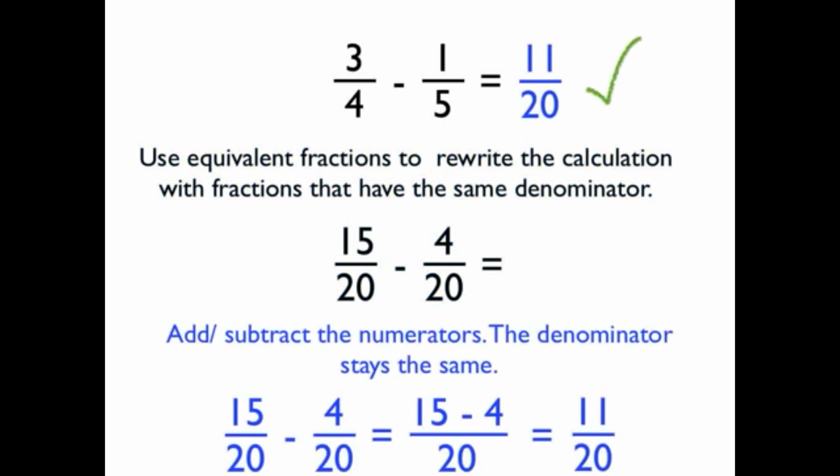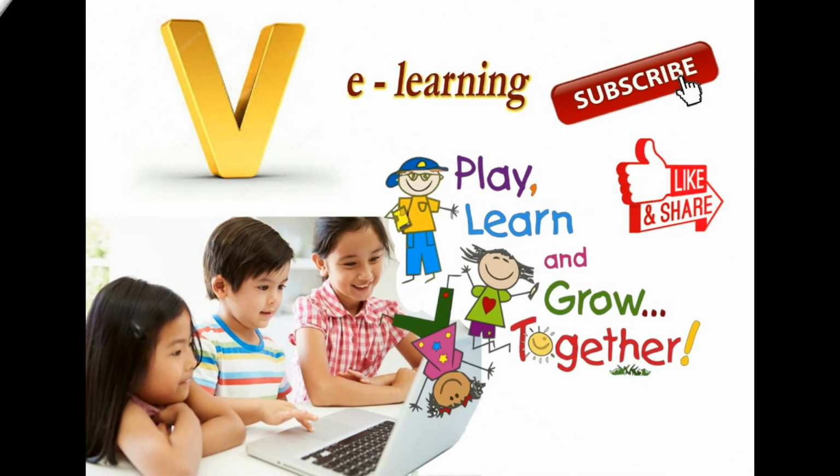Next up, when you get that far, you either add or subtract. Subtract in this case the numerators, and then the denominator stays the same. So 15/20 minus 4/20. 15 take 4, for the numerator is 11, the denominator stays the same. So the answer to this one would be 11/20.